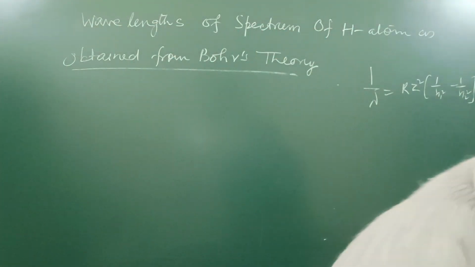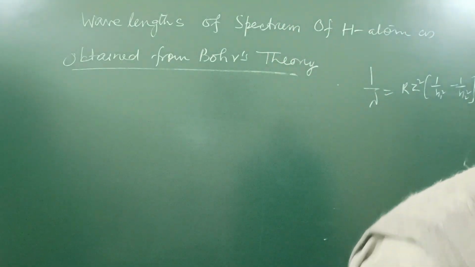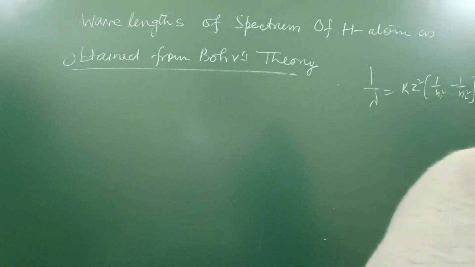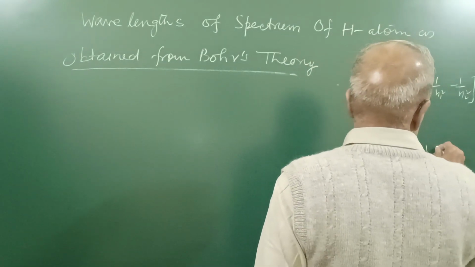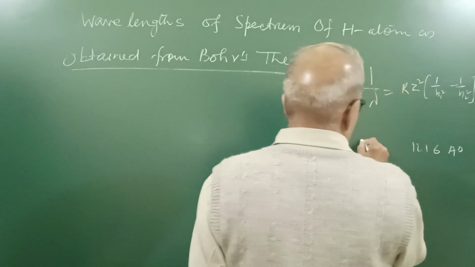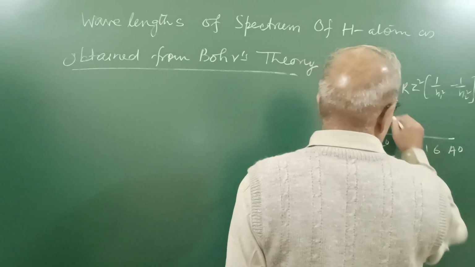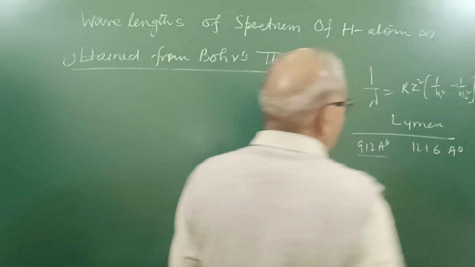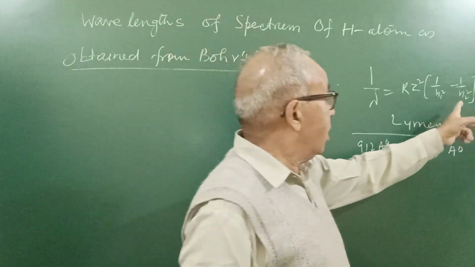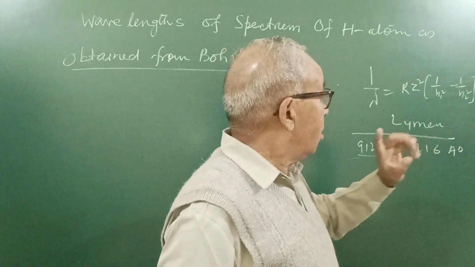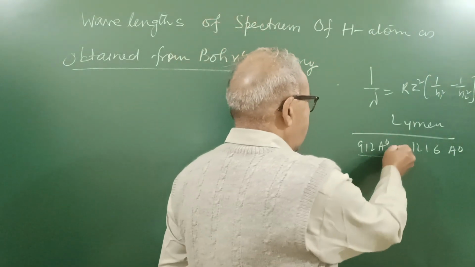In case of the Lyman series, the shortest wavelength was 912 angstrom and the longest was 1216 angstrom. For the Lyman series, the wavelengths, shortest to longest, all lie as follows: putting n1 equal to 1, n2 equal to 2, we get this, and putting n2 equal to 3, 4, 5, 6, 7 up to infinity, we get the rest.